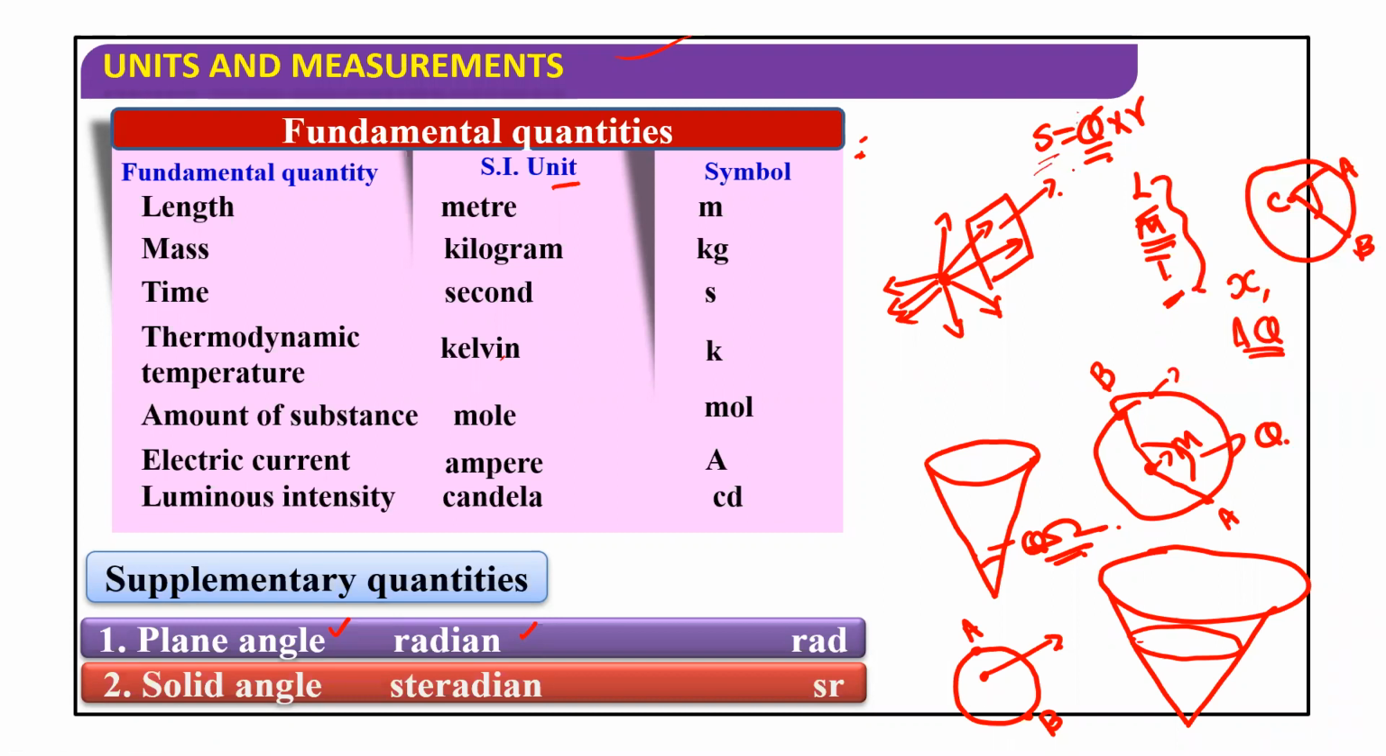So we may express the displacement, or the change in position, of that particular person in terms of angle, right? In this kind of situation, we need another quantity in order to express the change in position. Clear? So that angle is the plane angle, and its unit is the radian, and its symbol is rad.